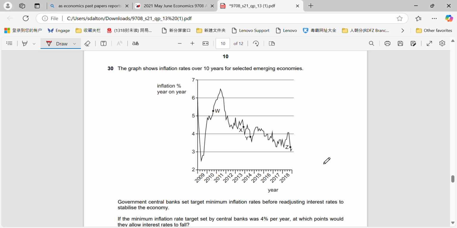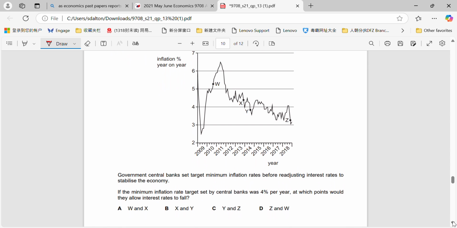Okay, the graph shows inflation rates over 4 years for selected emerging economies. Government central banks set target minimum inflation rates before readjusting interest rates to stabilize the economy. The minimum inflation rate target set was 4%. At which points will they allow interest rates to fall?